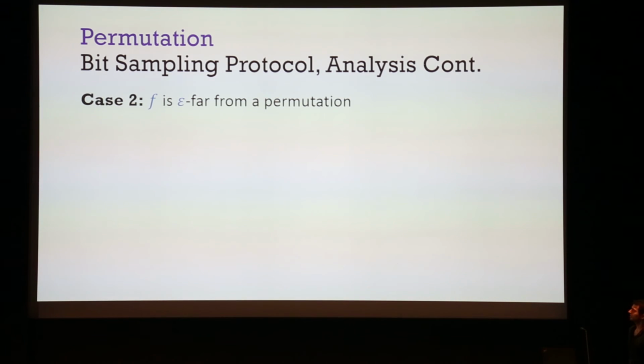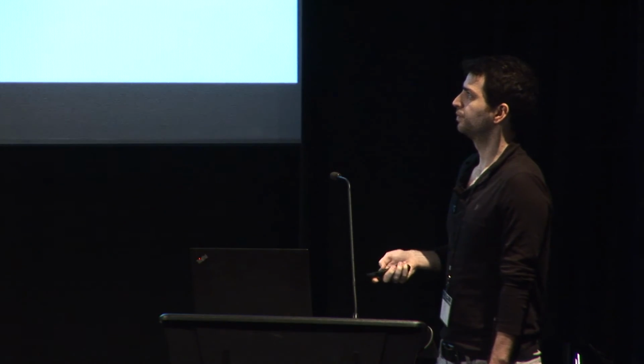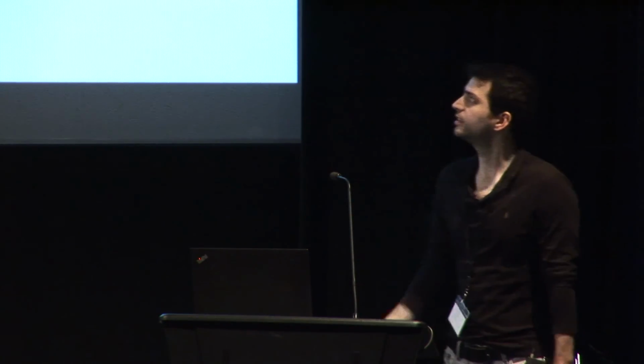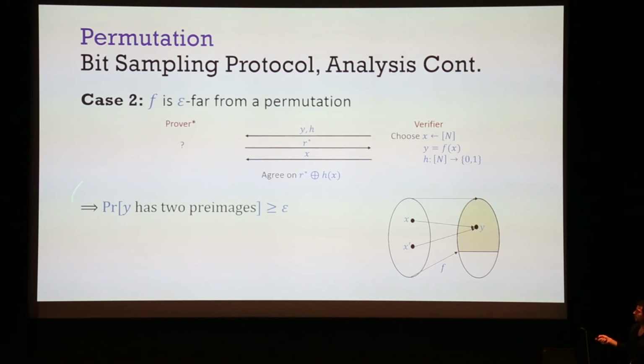Okay. In the second case, f is epsilon far from a permutation, and we want to protect against the malicious prover. So the verifier does what it's supposed to do. The prover, we don't know what he's doing. He sends some r star, and the verifier now sends x. And they both agree on this value. The important thing to note is that if f is far from a permutation, and this was also based on the soundness property, the probability that y has two pre-images is at least epsilon, because the image of f is small.